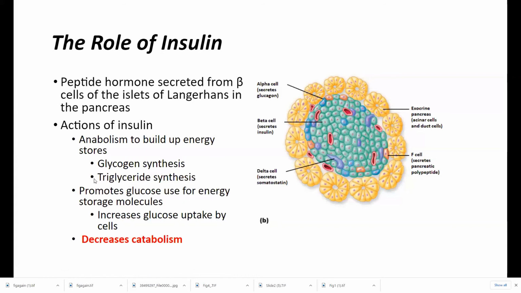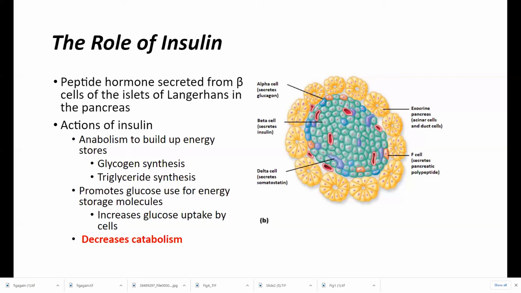And we're going to be promoting the use of glucose for energy and for creation of storage molecules. So we're going to be increasing the uptake of glucose into our cells. So we're going to see that insulin is basically going to tell your cells to increase, for example, receptors and transporters involved with pulling glucose out of the blood and into the cells so that we can do these different processes. It's not that helpful to just have glucose in the blood. We also need to take it into the cells.